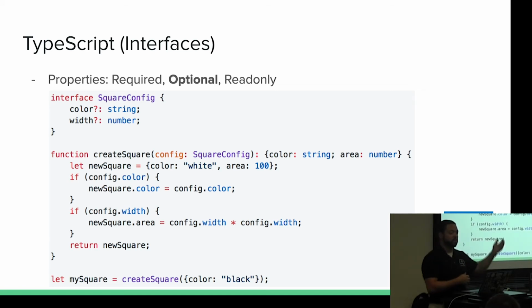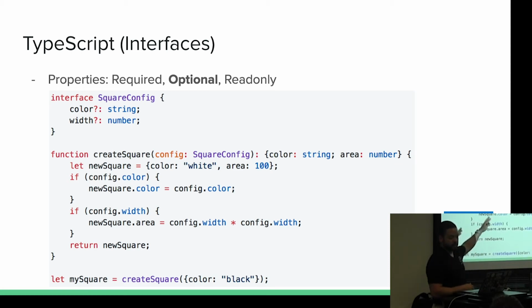So, again, the function is a little more complex in here, but function createSquare has a parameter called config, and it is of type SquareConfig. Now this is an object that may or may not have color and width, but it's going to return an object that has color and area for sure. So in the first line, we're creating a new square. We just define it as color white, area 100. But then we say, if config.color exists, then newSquare.color equals config.color.